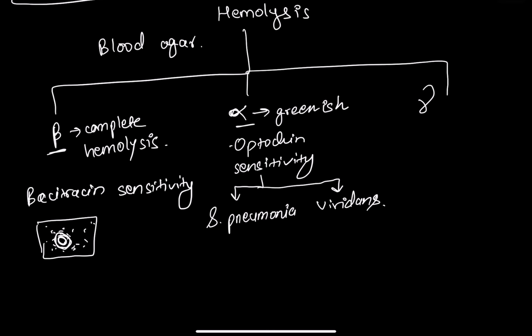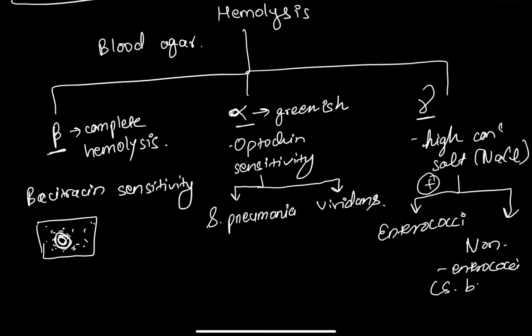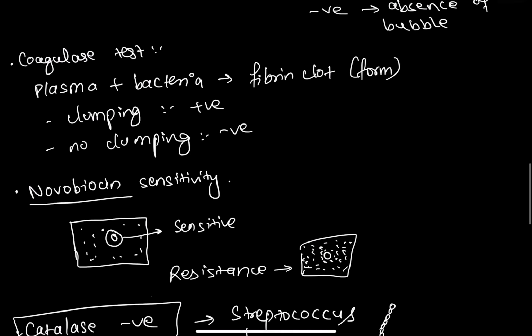Likewise, for gamma hemolytic, there is no hemolysis, and here we will see if the bacteria can grow in a high concentration of salt or not. So there will be the presence of NaCl, and we will look for the growth of the bacteria. If there is growth, then those organisms are enterococci. And if there is no growth, then they are non-enterococci. An example of non-enterococci is Streptococcus bovis. So this is the basic classification of gram-positive organisms.